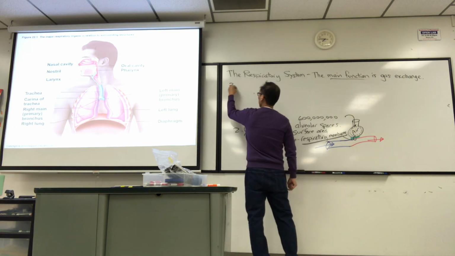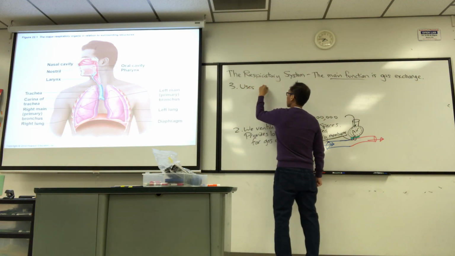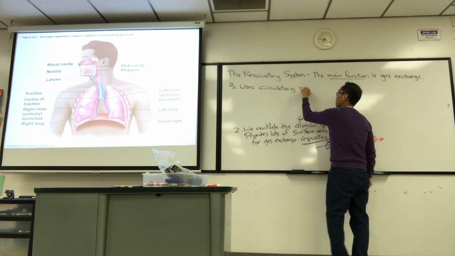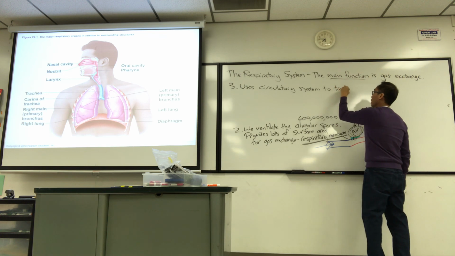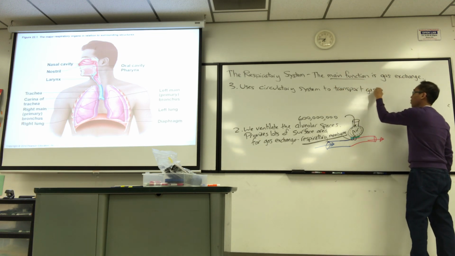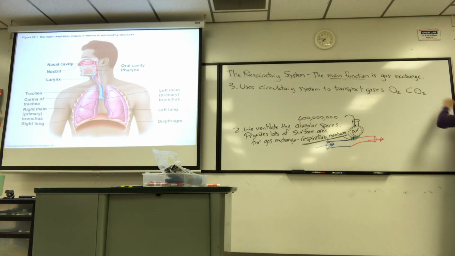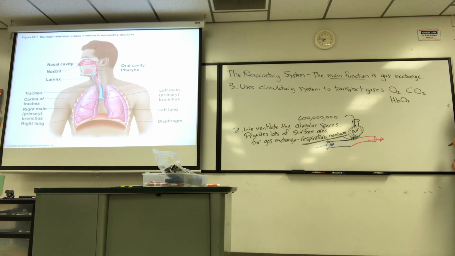Number 3, uses the circulatory system to transport gases. And we're always just talking about O2 and CO2. Now, we already know that the O2 is mostly transported bound to hemoglobin.